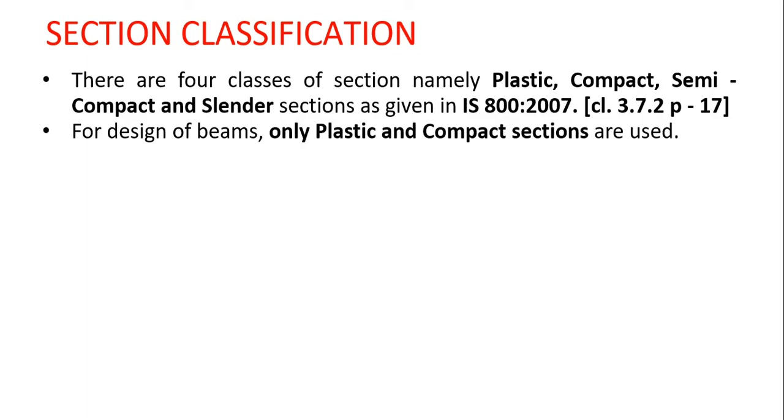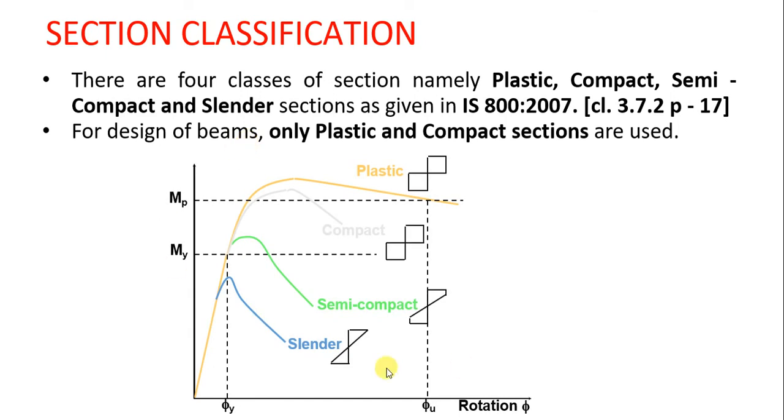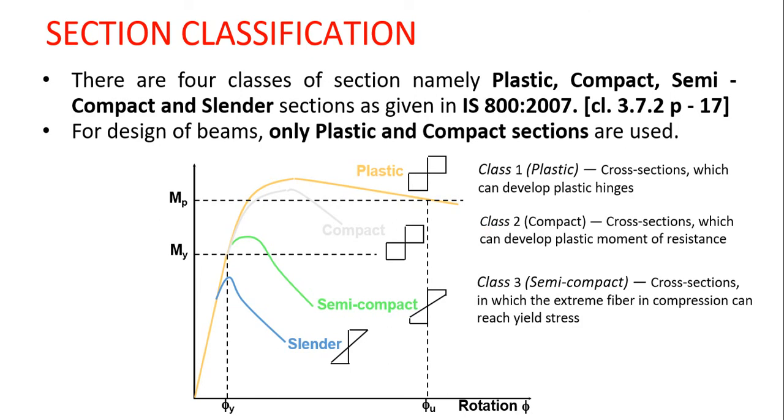Moving on to the next section, classification. There are four classes of section, namely plastic, compact, semi-compact, and slender sections, which is described in IS 800-2007 clause 3.7.2 on page number 17. For design of beams, we will be considering only plastic and compact sections. Let us see why. You can see the graph over here. This graph is drawn for all four types of classification: slender, semi-compact, compact, and plastic. On the y-axis you can see the moment. Let us see what is the difference between these four classes.